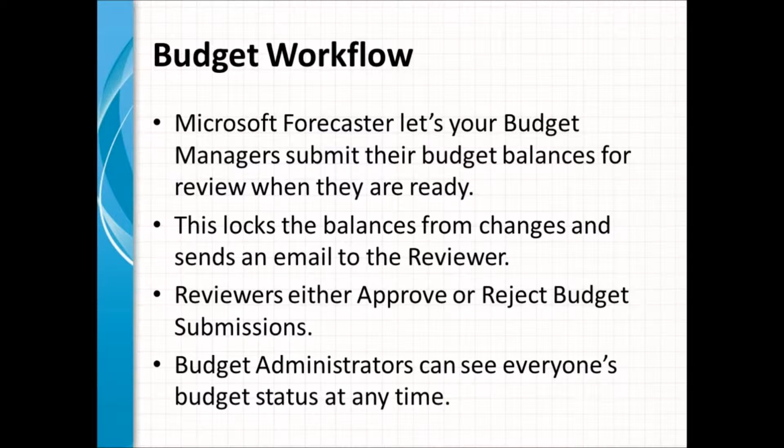Reviewers check those balances, and then they either go in and mark those budgets as approved or rejected. If they approve those budgets, it remains locked and it sends an email to the next person in the review process. If they reject it, it unlocks those balances and sends an email back to the first person. As an added bonus, budget administrators have one place they can go. They can see everybody's status on one page. Easy for them to check everybody's status all in one central location.